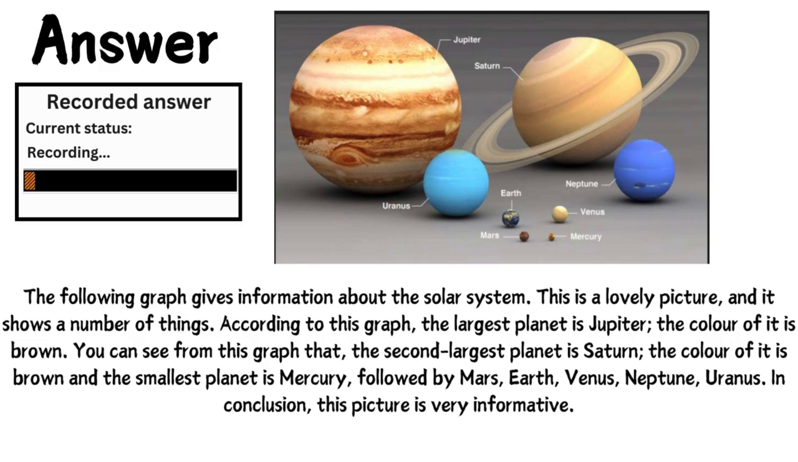The following graph gives information about the solar system. This is a lovely picture, and it shows a number of things. According to this graph, the largest planet is Jupiter, the color of it is brown. You can see from this graph that the second largest planet is Saturn, the color of it is brown, and the smallest planet is Mercury, followed by Mars, Earth, Venus, Neptune, Uranus. In conclusion, this picture is very informative.